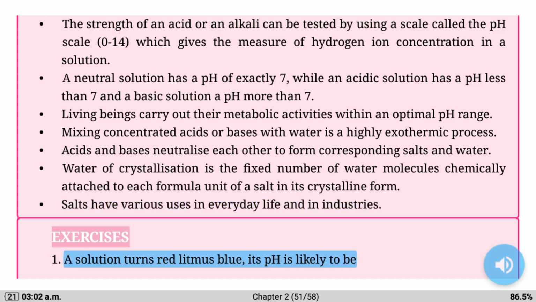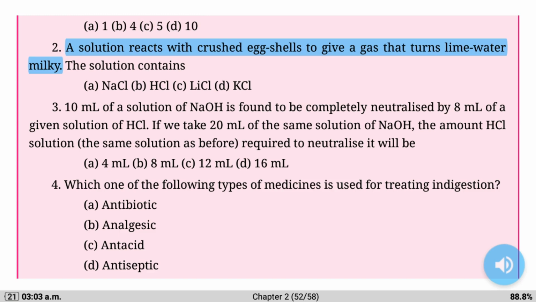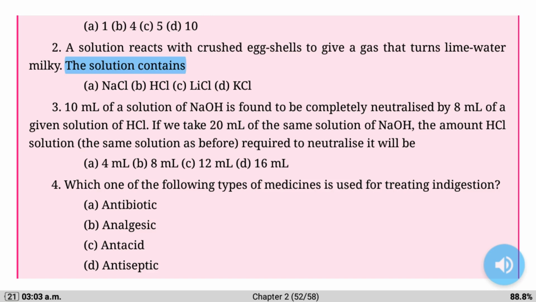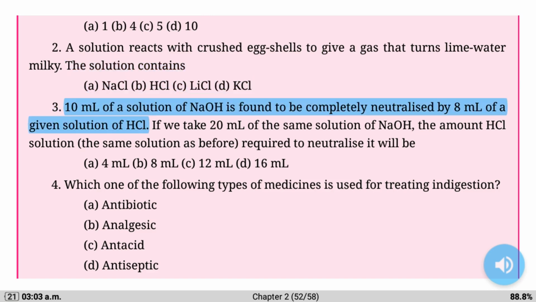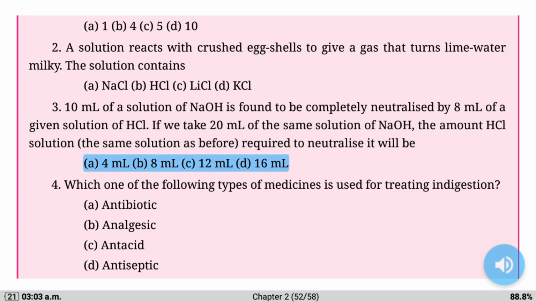Exercises. 1. A solution turns red litmus blue. Its pH is likely to be: A. 1, B. 4, C. 5, D. 10. 2. A solution reacts with crushed eggshells to give a gas that turns lime water milky. The solution contains: A. NaCl, B. HCl, C. LiCl, D. KCl. 3. 10 ml of a solution of NaOH is found to be completely neutralized by 8 ml of a given solution of HCl. If we take 20 ml of the same solution of NaOH, the amount of HCl solution (the same solution as before) required to neutralize it will be: A. 4 ml, B. 8 ml, C. 12 ml, D. 16 ml.